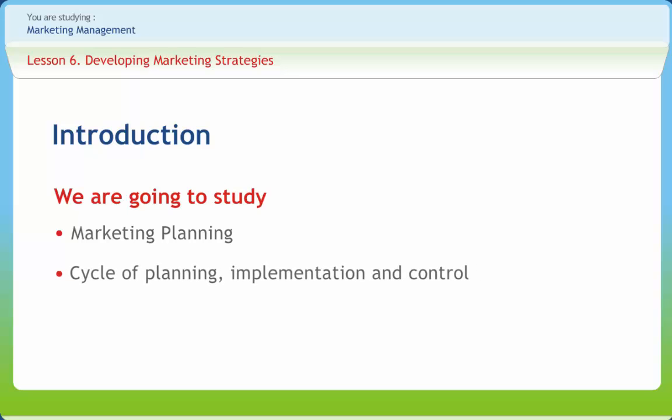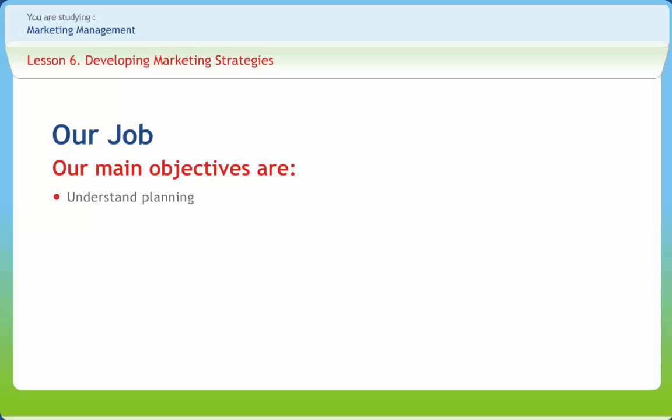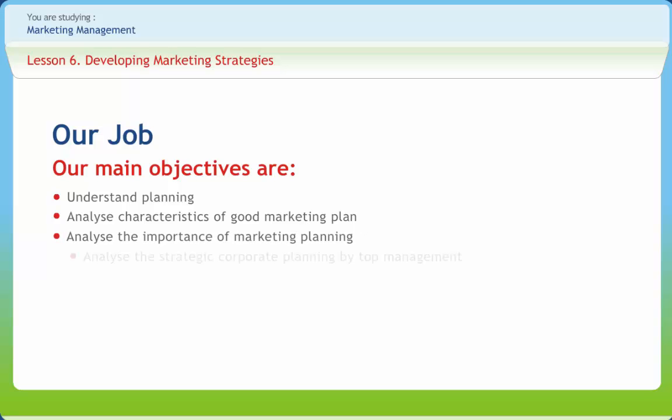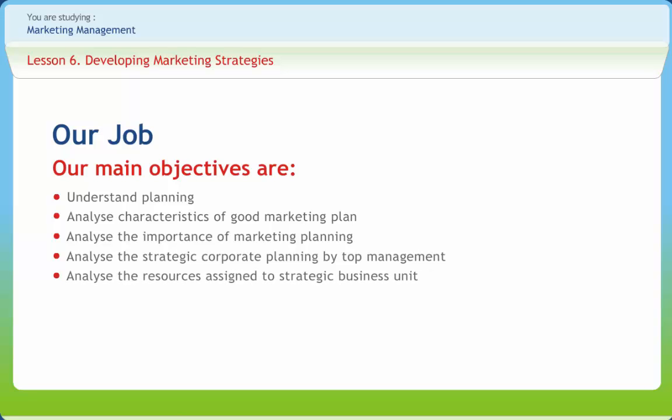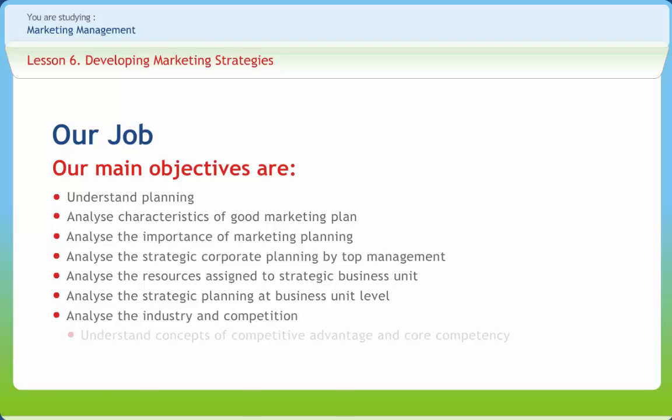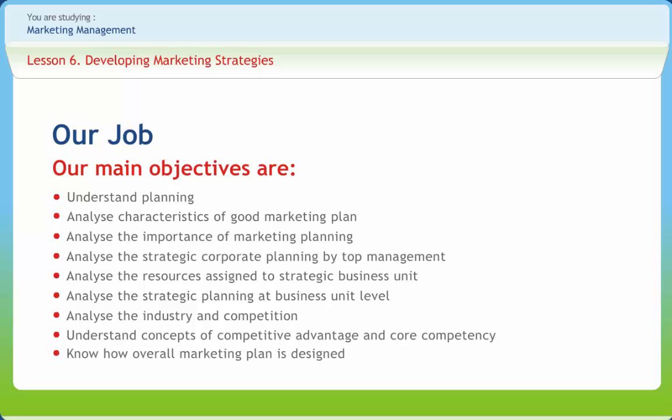In this lesson, we will study marketing planning, cycle of planning, implementation and control, strategic decision making. It follows from the previous slide that after studying this lesson, you should be able to understand planning, analyze characteristics of good marketing plan, analyze the importance of marketing planning, analyze the strategic corporate planning by top management, analyze the resources assigned to strategic business unit, analyze the strategic planning at business unit level, analyze the industry and competition, understand concepts of competitive advantage and core competency, know how overall marketing plan is designed.